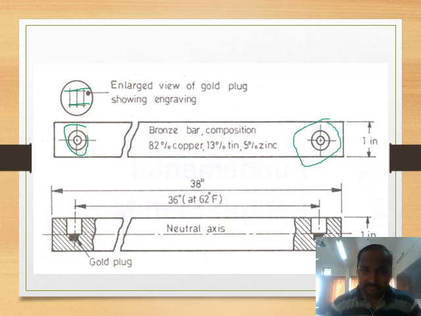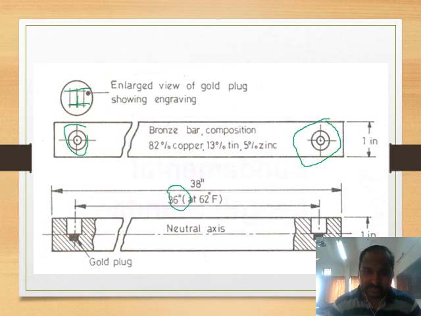This bronze bar is made up of 82% copper, 13% tin, and 5% zinc. The length between this center line and the center line of the other gold plug, which is kept opposite, should be equivalent to 36 inches.